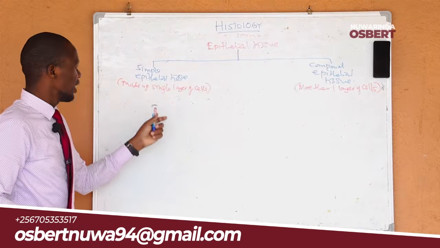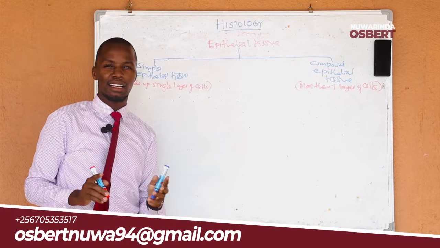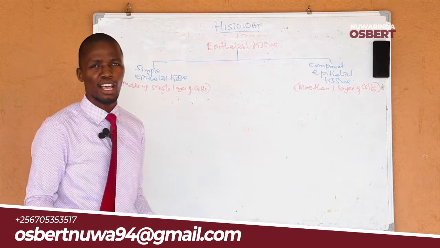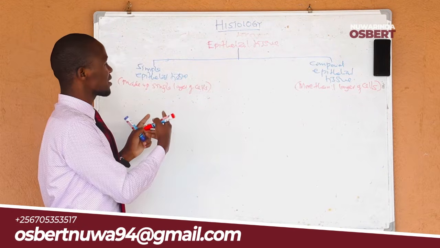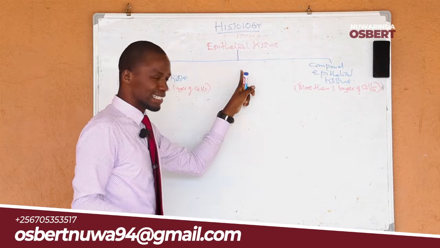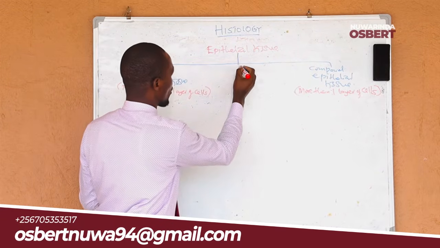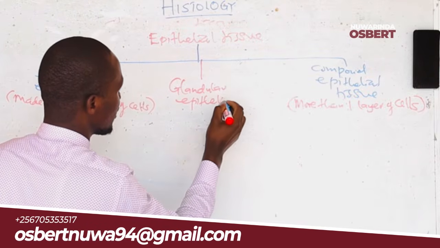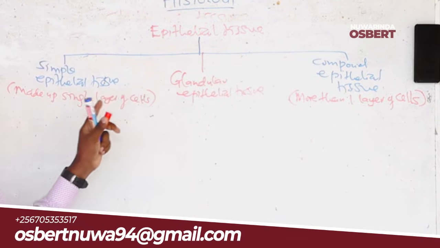Now, we also have some epithelial tissues which are specific in that they do the work of secretion. They can secrete substances. So those other epithelial tissues that, irrespective of whether they are single or more layers, have the capacity of secreting some substances form the third categorization of epithelial tissues, which is called glandular epithelial tissue. So this is now the third one. So epithelial tissues are categorized into these three.